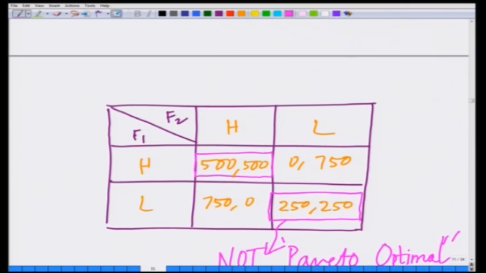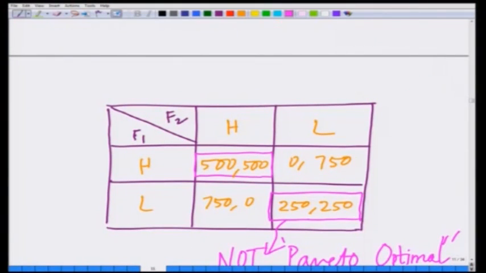So, outcome H comma H is such that there is no other outcome where both can simultaneously increase their payoff. Therefore, outcome H comma H is Pareto optimal. Similarly, you can argue that outcome L comma H and outcome H comma L are also Pareto optimal outcomes. Try to reason this out for yourself.